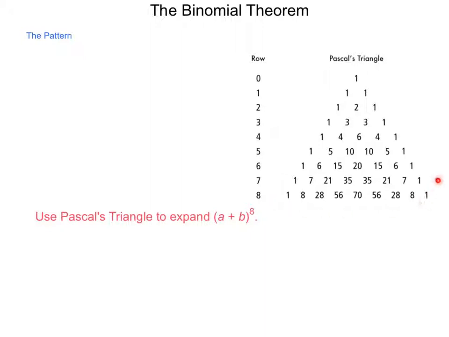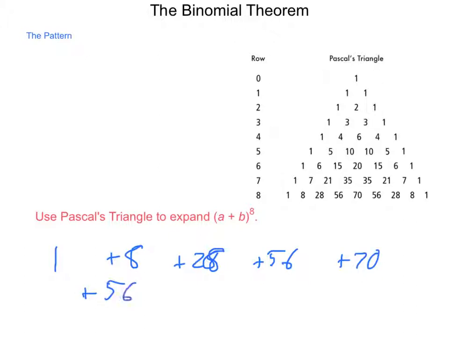So we can use Pascal's triangle to speed up our work in expanding a binomial. For instance, if I have a plus b to the 8th, what I can do is take this 8th row and it becomes my set of coefficients. So what I would have is 1 plus 8 plus 28 plus 56 plus 70 plus 56 again plus 28 again plus 8 and then plus 1.